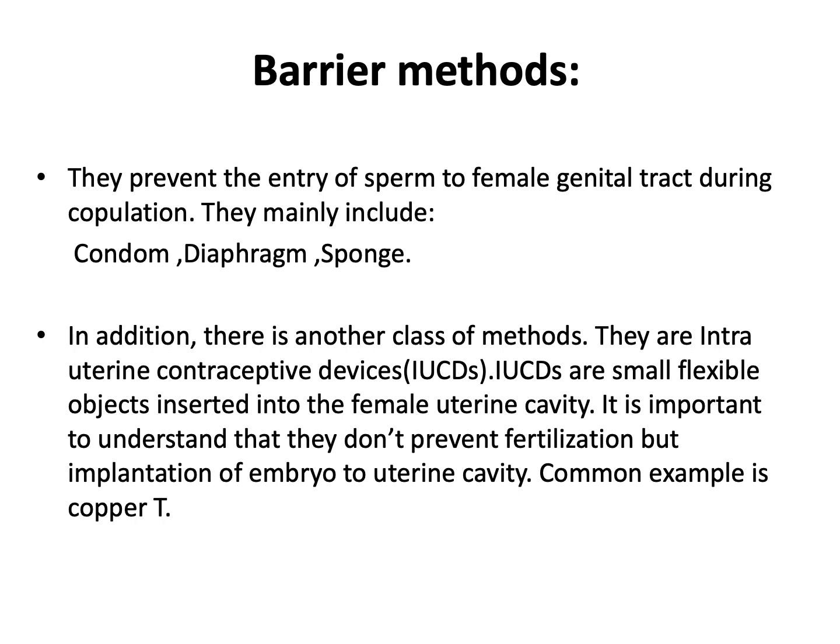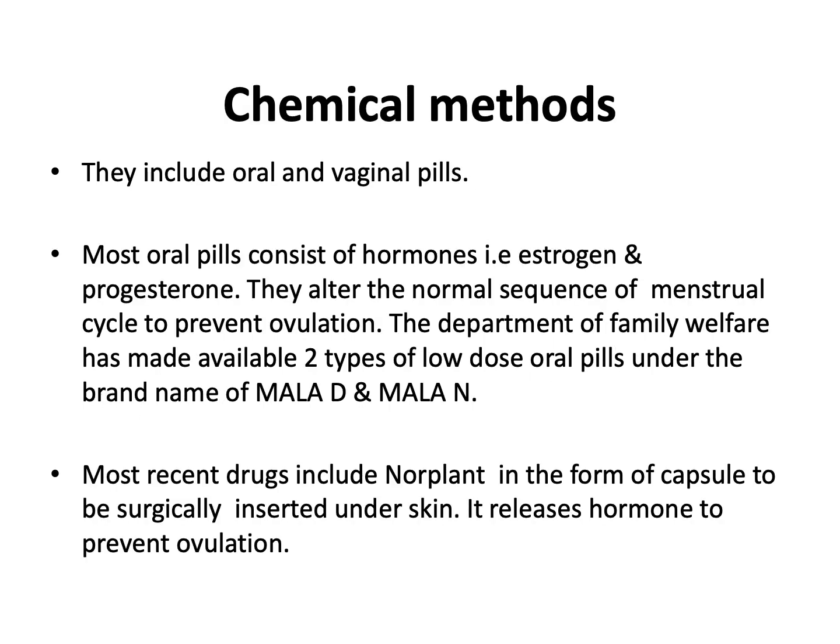another class of contraceptives called IUCDs, that is intrauterine contraceptive devices, which are small, flexible objects to be inserted into the female uterine cavity. Important to mention here is that they don't prevent fertilization from happening, but they do not allow the implantation of a fertilized embryo in the uterine cavity. The most common example, which you must have heard about on radio or in newspapers, is the copper T. Then we have another method under family planning, that is the oral and vaginal pills.